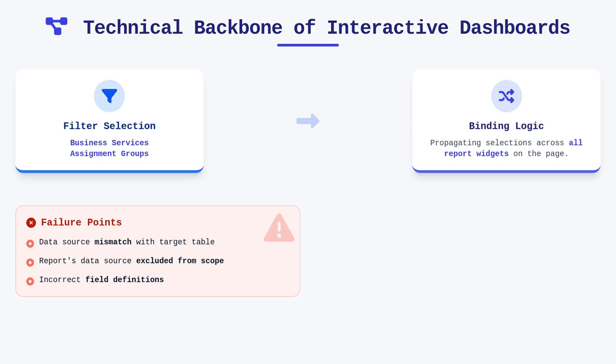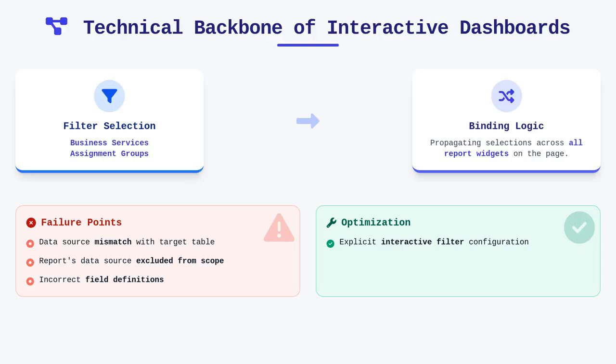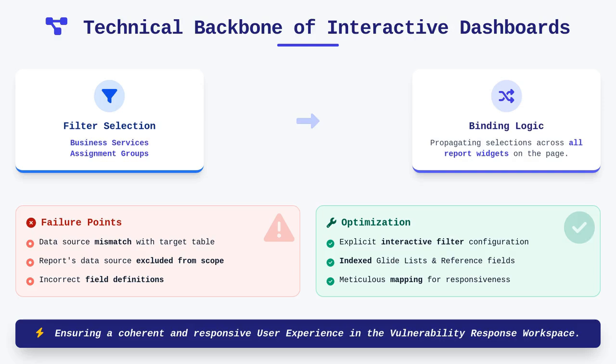We must ensure that the report widgets are explicitly configured to follow interactive filters, and we should verify that the glide list or reference fields used in the filters are indexed appropriately to maintain performance. Furthermore, if we notice that a widget is ignoring a filter, we should inspect the interactive filter settings to determine if the report's data source has been excluded from the filter's scope definition. This meticulous mapping is essential for maintaining a coherent and responsive user experience throughout the vulnerability response workspace.